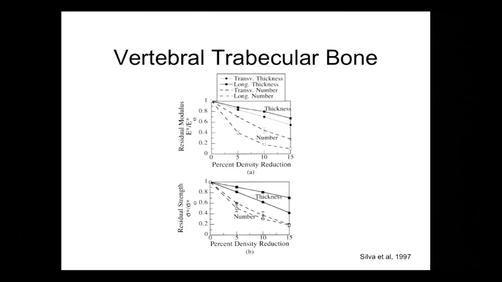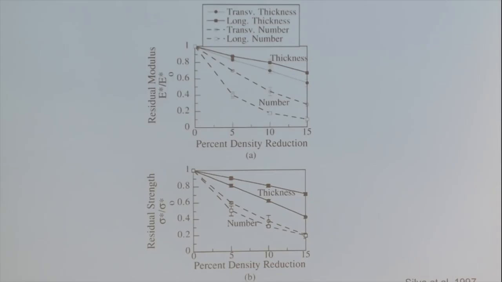This is the residual modulus. This is the residual strength. This is the density reduction. Here we're reducing the density by making struts thinner, so it's still intact. We haven't removed any struts, but each of the struts gets thinner. This top line is for thinning the longitudinal or vertical struts, and this one's for thinning the transverse or horizontal struts. And then this is for removing struts here. We're removing a bigger number, so the more we remove, the more the density changes.